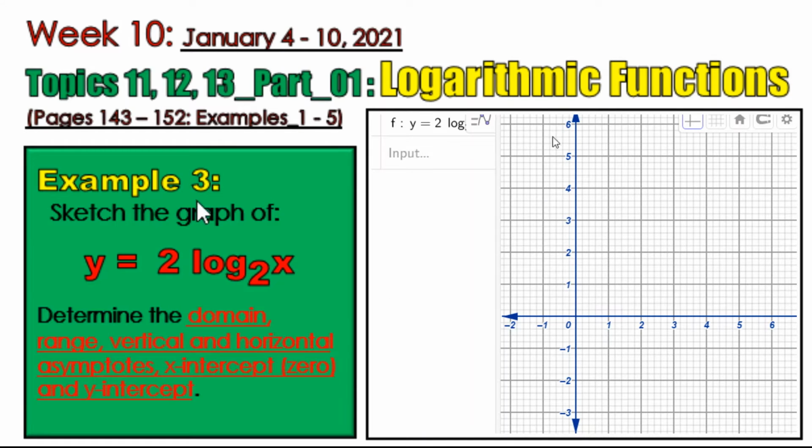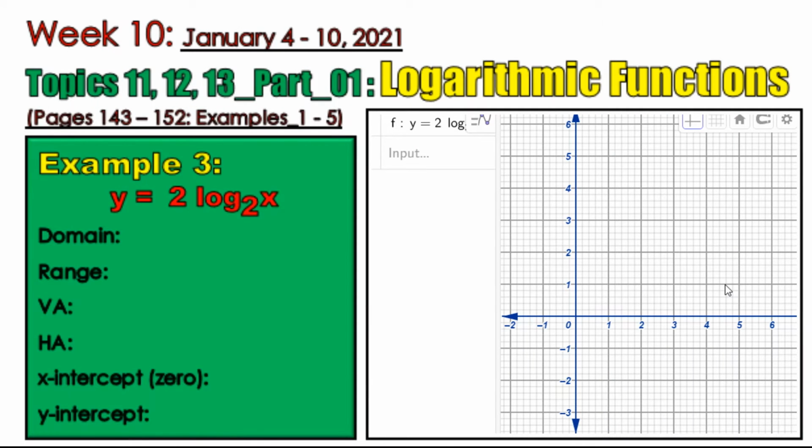So let us discuss example number 3. Sketch the graph of y is equal to 2 logarithm of x to the base 2, and we will determine the domain, the range, vertical and horizontal asymptotes, x-intercept or zero, and y-intercept. Okay, so let us first sketch the graph of the given function. Our function is y is equal to 2 logarithm of x to the base 2. So this is the graph.